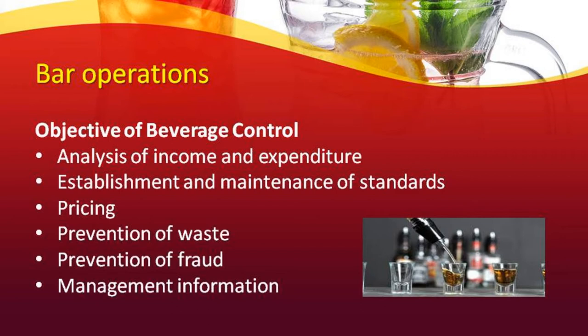A system of control has an important task to fulfill in providing accurate, up-to-date information for the preparation of periodical reports for management. This information should be sufficient to provide a complete analysis of performance for each outlet or establishment for comparison with set standards previously laid down.